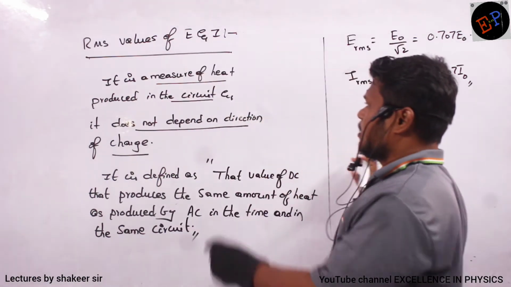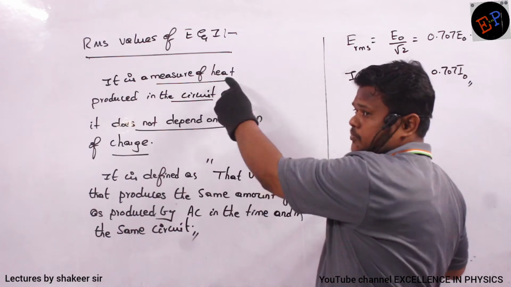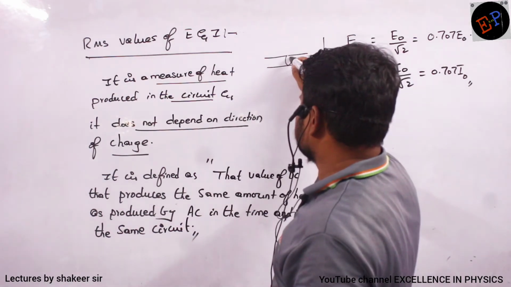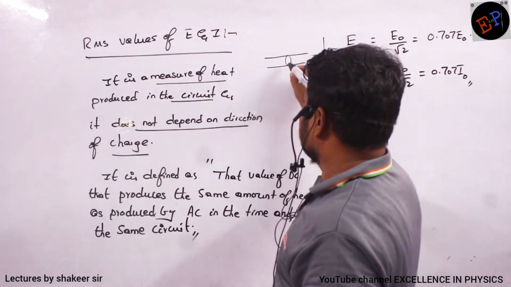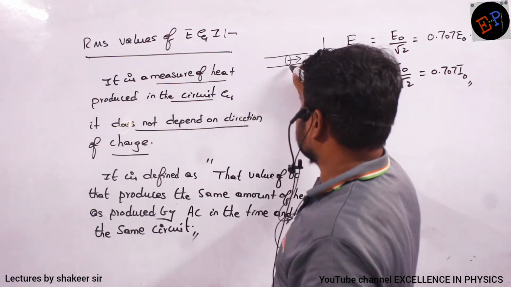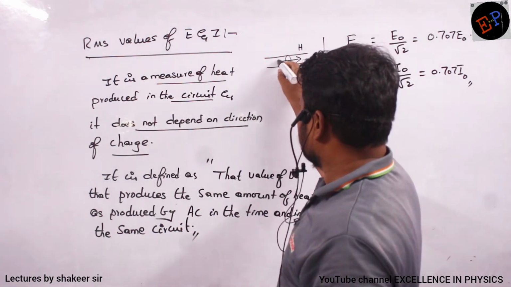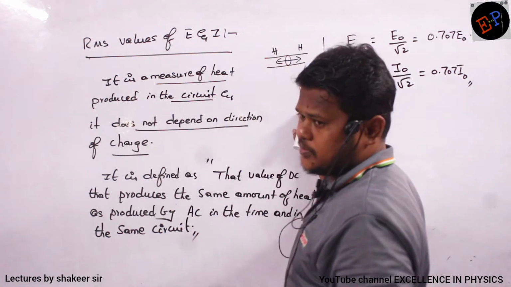But here RMS value is the amount of heat produced. See, for example, if it is a wire and if this is the cross section, are you able to understand? So if a charge flows in this direction, then heat will be produced. No? If a charge flows in opposite direction, then also heat will be produced.